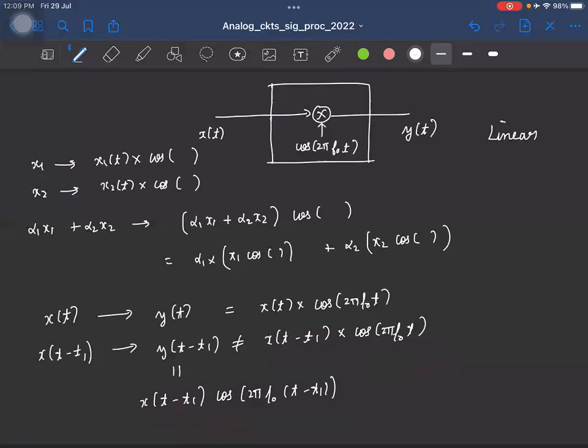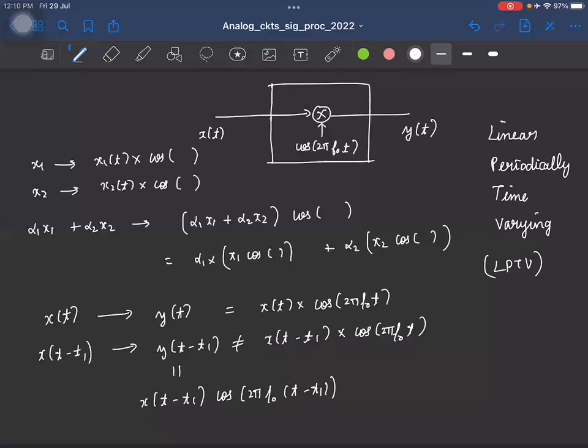So these kind of systems are called linear periodically time varying systems. In short, it's called LPTV. Okay. Is that okay?